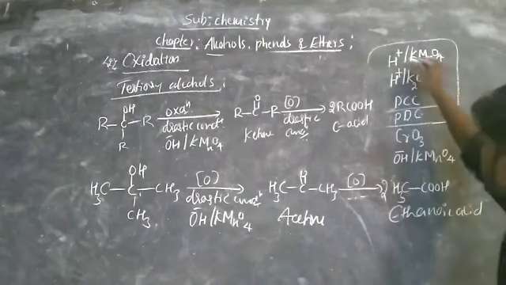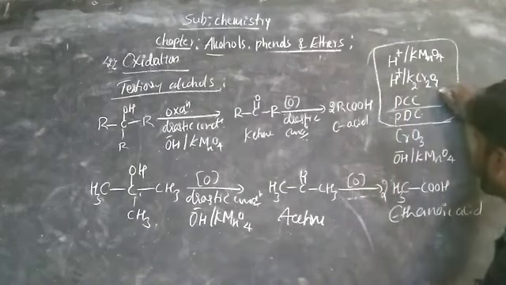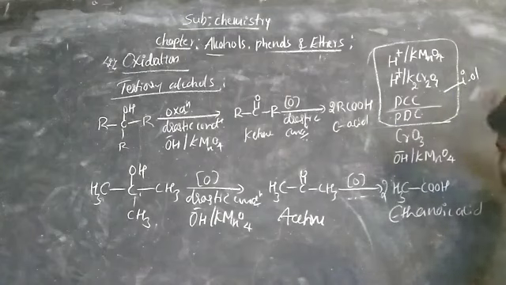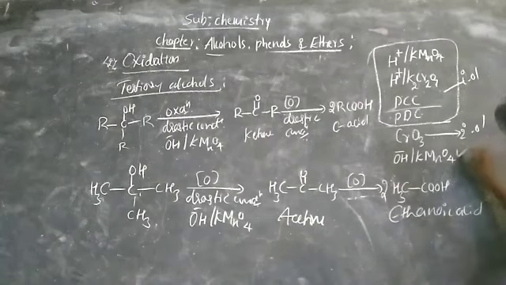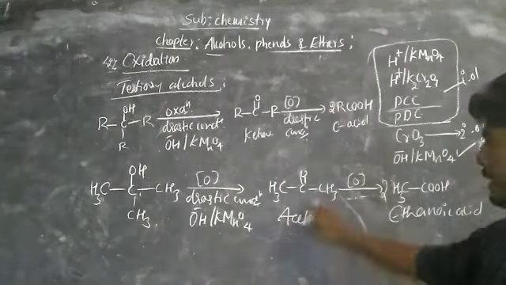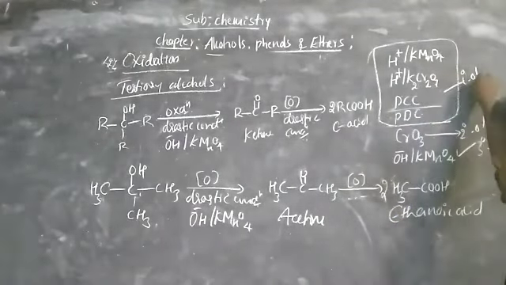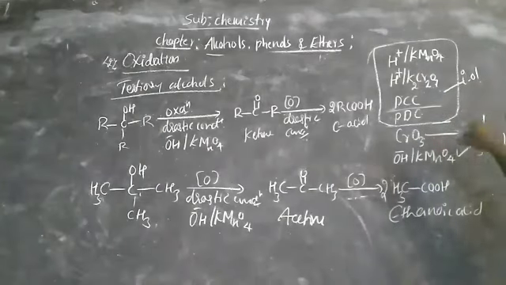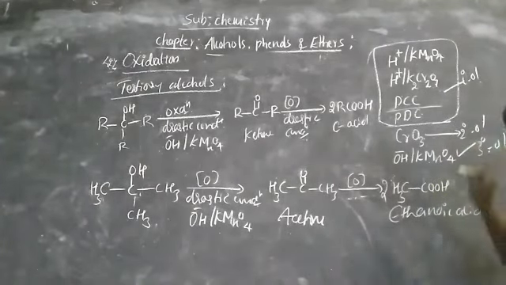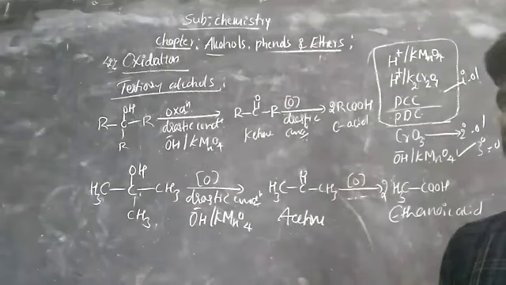So remember, these four reagents are used to oxidize primary alcohols, and this is used to oxidize secondary alcohol, and this is used to oxidize tertiary alcohols into aldehydes and carboxylic acids. This is aldehydes and carboxylic acid. This is ketones into carboxylic acid, and this one also ketones into carboxylic acid. This is the oxidation.